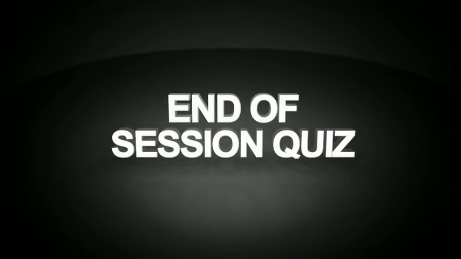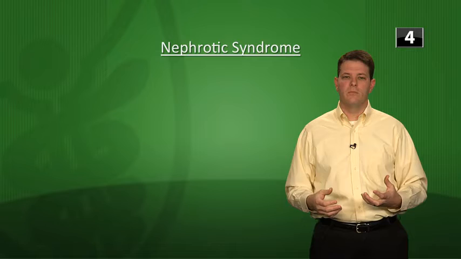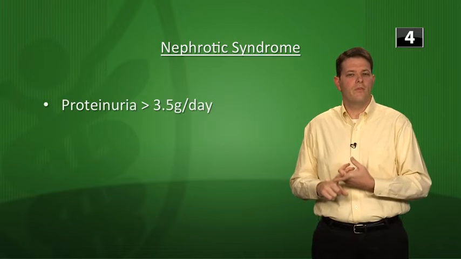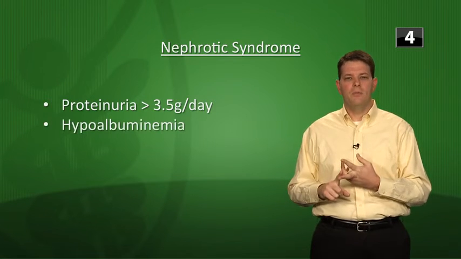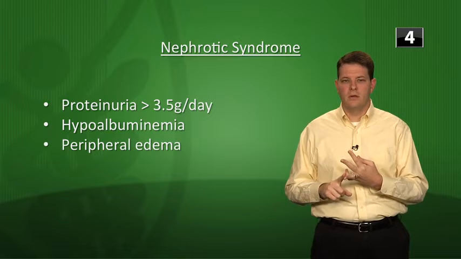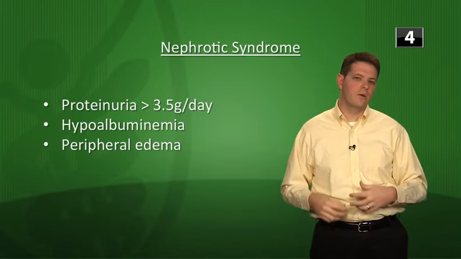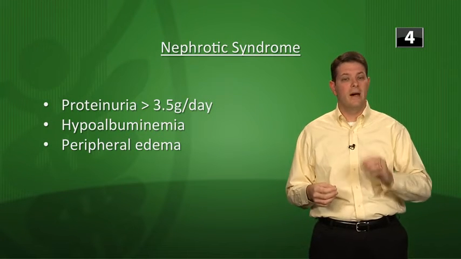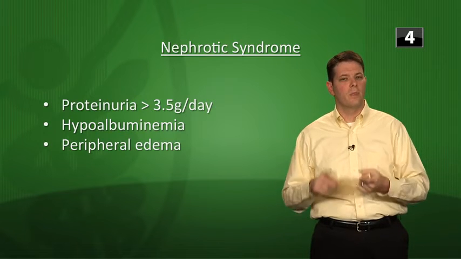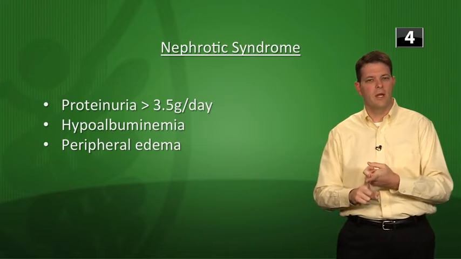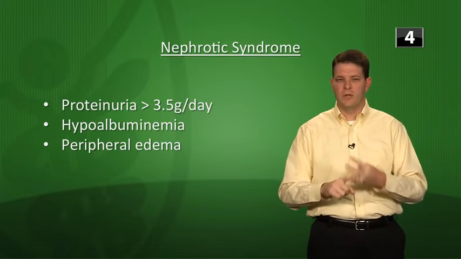All right, we've gone through a ton of information, so let's have a go at the end of session quiz. All right, first question. What are the defining features of nephrotic syndrome? So the big one is proteinuria greater than 3.5 grams per day, and then also hypoalbuminemia and peripheral edema. Now, these patients also have hyperlipidemia and increased risk of infections and so on, but the three things that you must have in order to meet the criteria for nephrotic syndrome are heavy proteinuria greater than 3.5 grams per day, hypoalbuminemia, and peripheral edema.